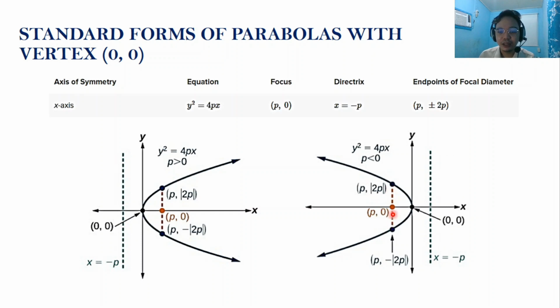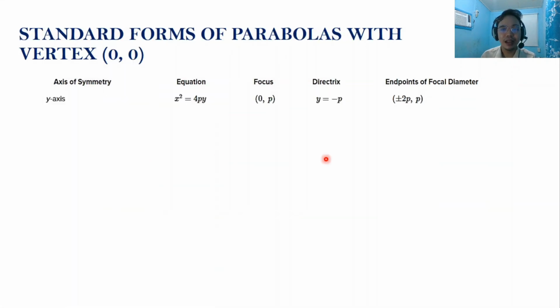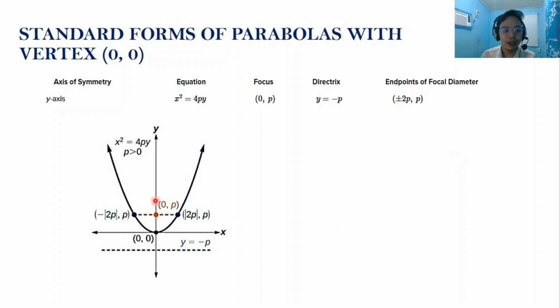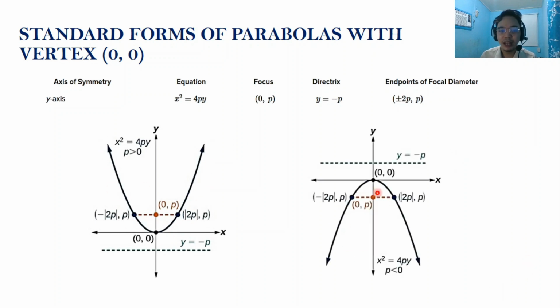and the latus rectum. So tatandaan lang natin, lagi ang focus ay nasa loob ng parabola. Ang directrix ay nasa labas. And they have equal distance. So let's have another. A parabola that opens upward and a parabola that opens downward. So here's our axis of symmetry. Nasa y-axis naman. So in this case, we're going to use the equation x squared equals 4py.